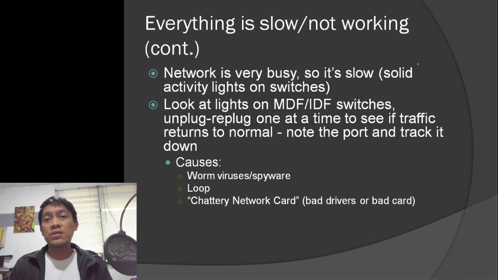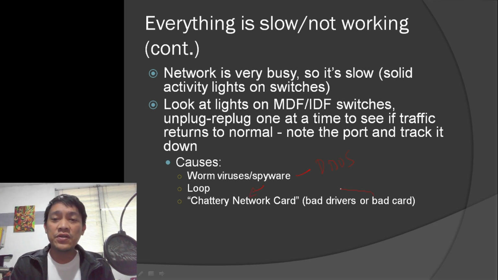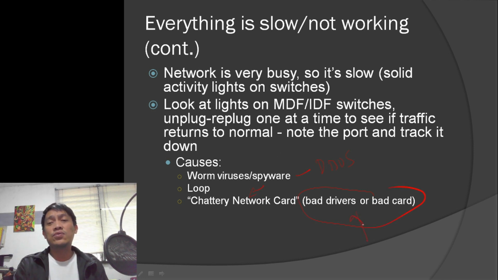So, there are several factors that affect why a network becomes so slow. The first one is the cause. First cause is maybe a worm or viruses or spyware or DDoS, the distributed denial of service. We also have the network loop, or a chattery network card, or bad drivers, or the driver itself or the software of the network interface card, or the network interface card alone.